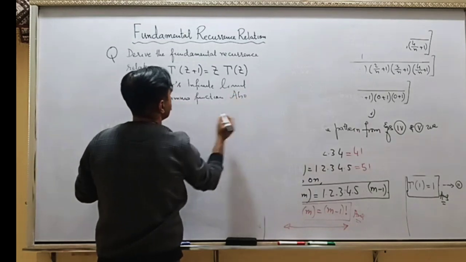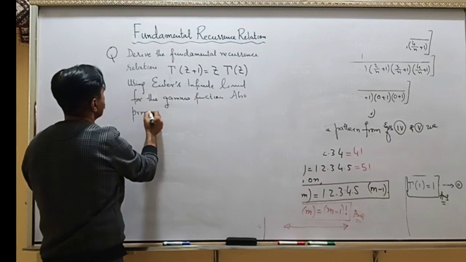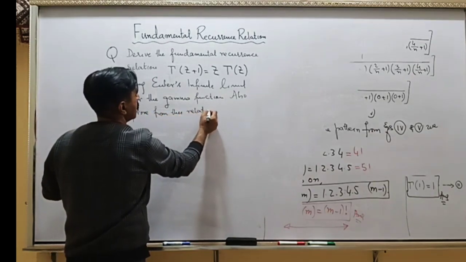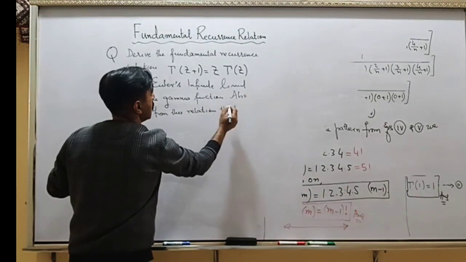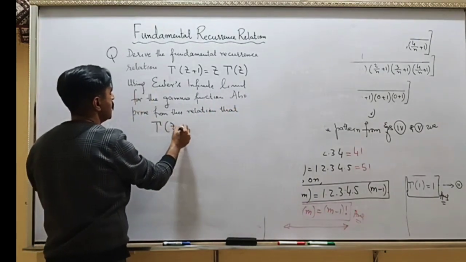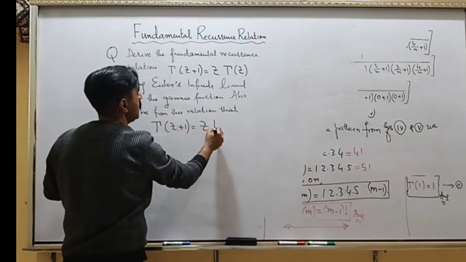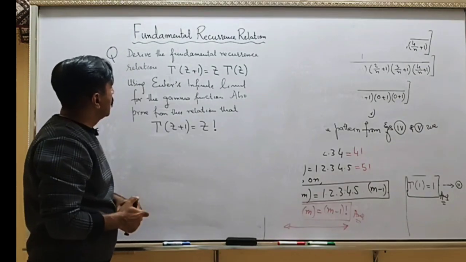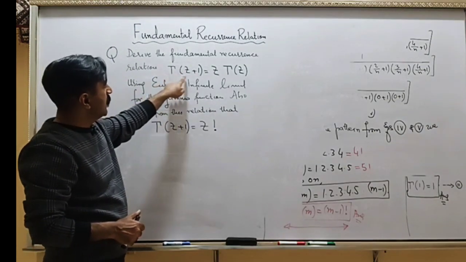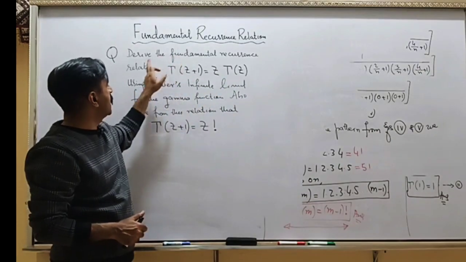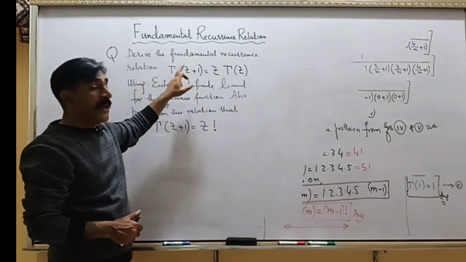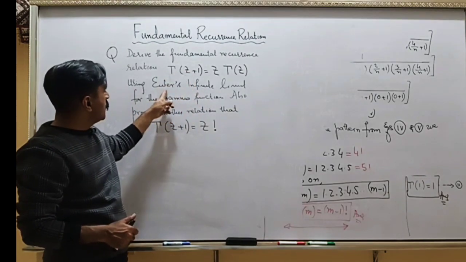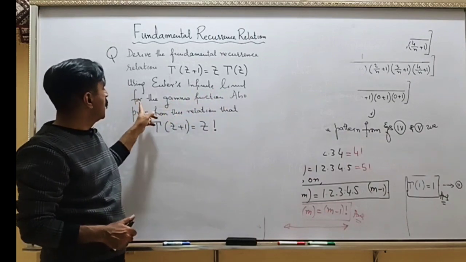Also, prove from this relation that gamma of z plus 1 is z factorial. You need to prove this relation. Name of this relation is fundamental recurrence relation, and you need to derive this relation. How you need to derive it? By using the Euler's infinite limit for the gamma function.